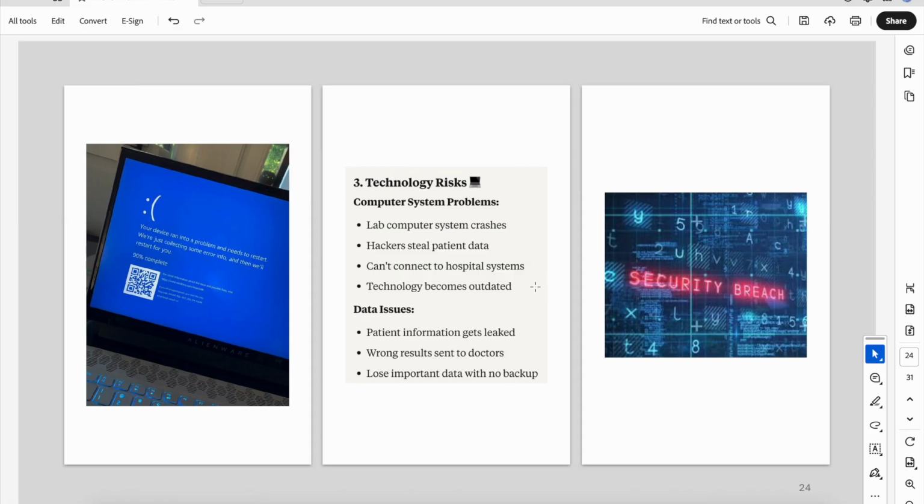Technology becoming outdated and no longer supported by vendors. Data issues, patient information being accidentally disclosed, violating privacy laws. Incorrect results being sent to doctors due to system errors, and important data being lost due to inadequate backup systems.